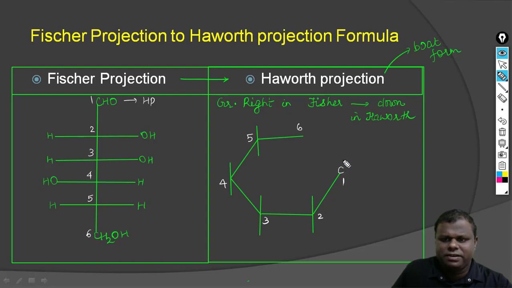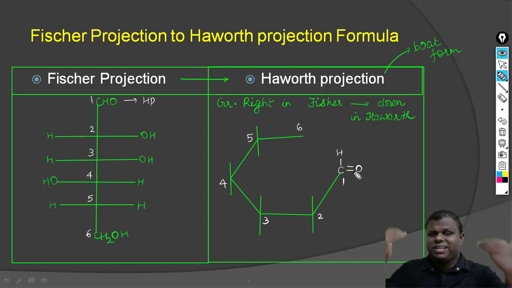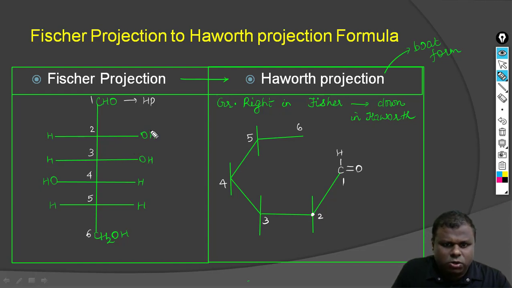So I'm going to write here as CH and then double bond O. Okay, I hope up till here it's completely clear. What exactly I've done? I've just bent the molecule so that I can transform it into a ring structure. Correct. Now at position 2, if you could see here, the OH group.